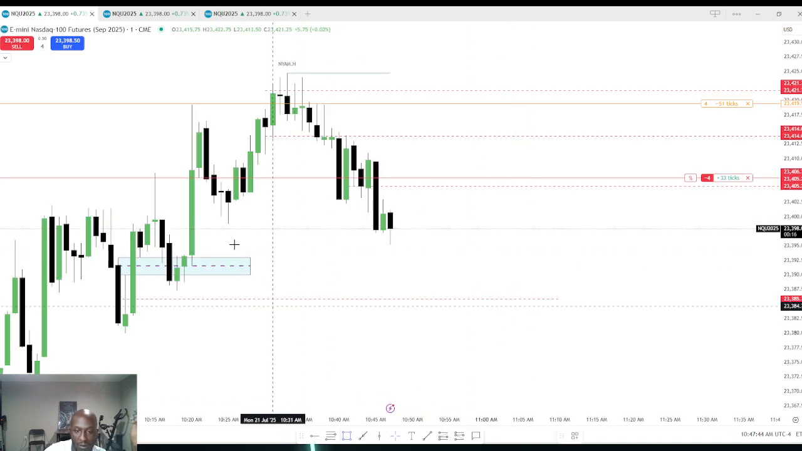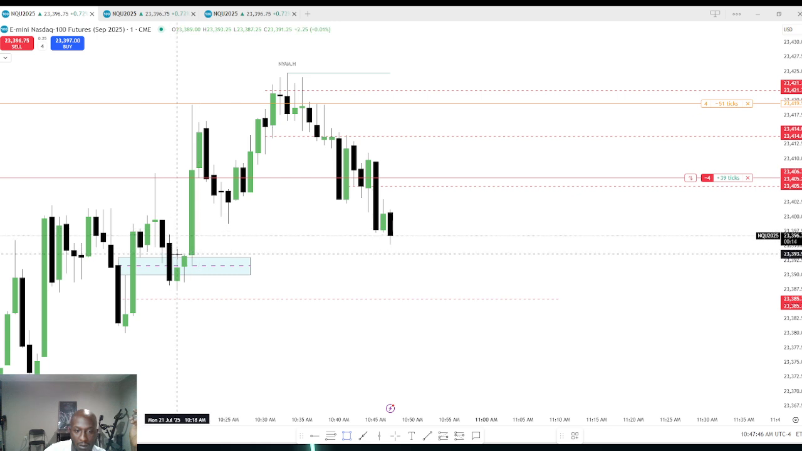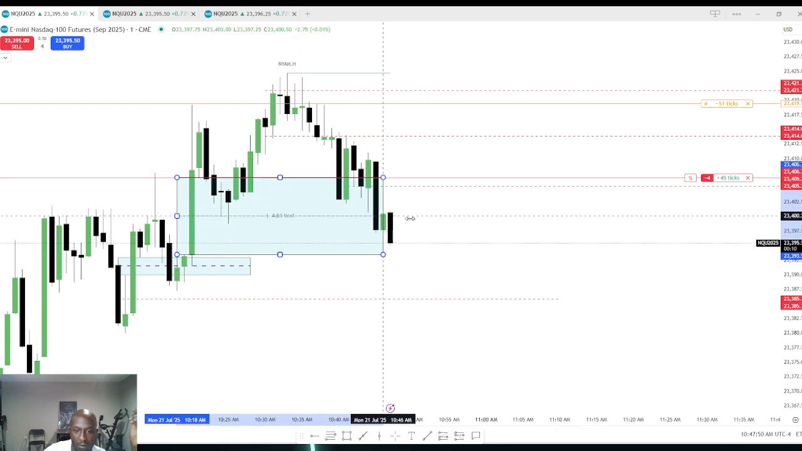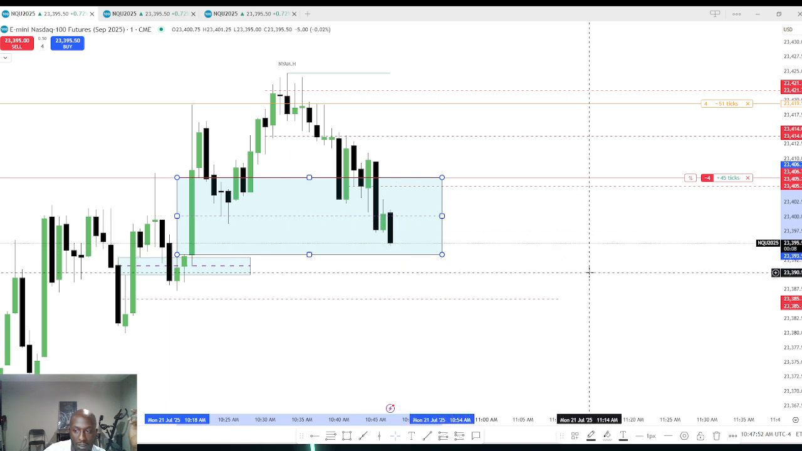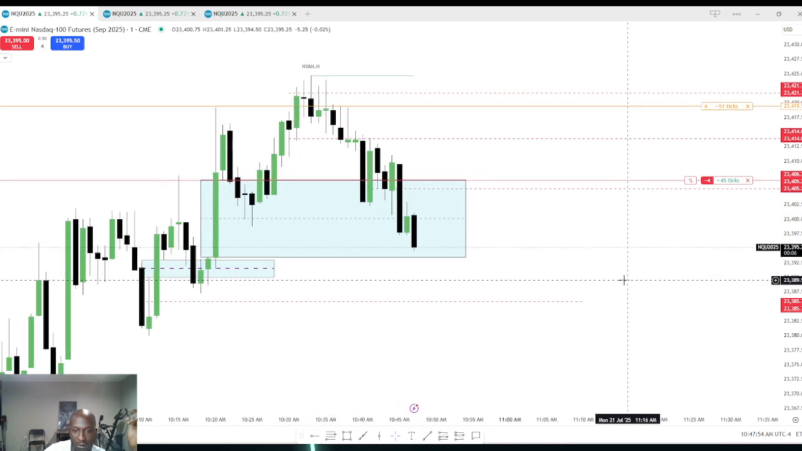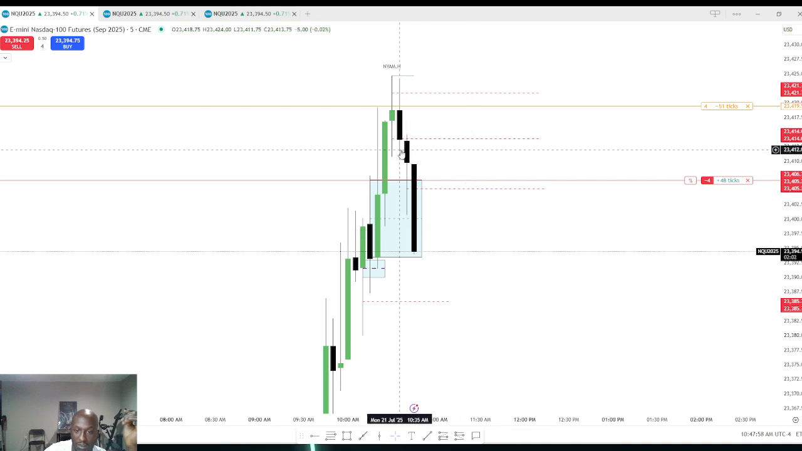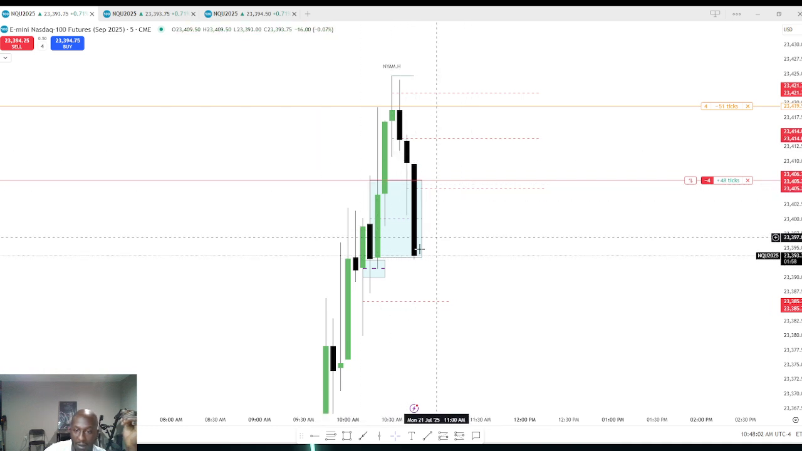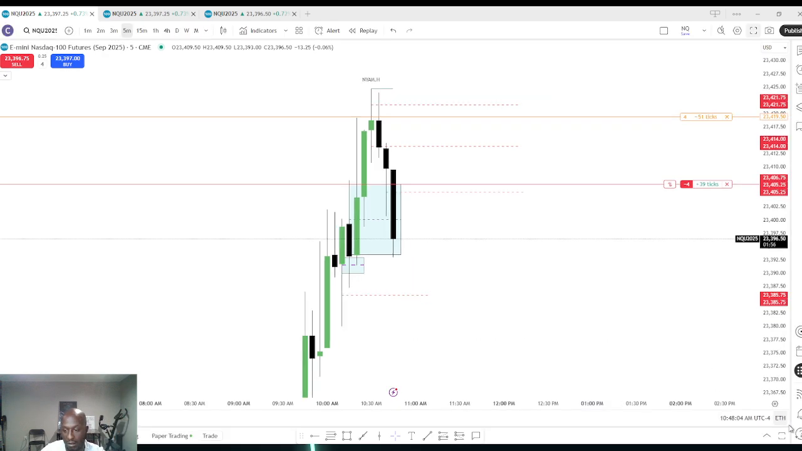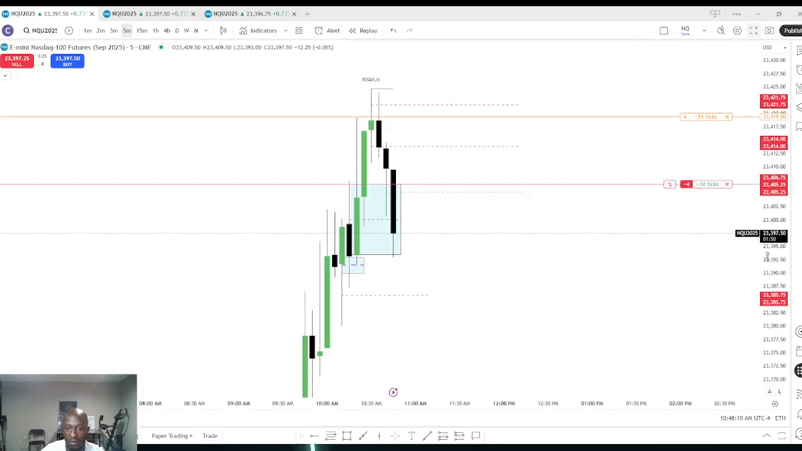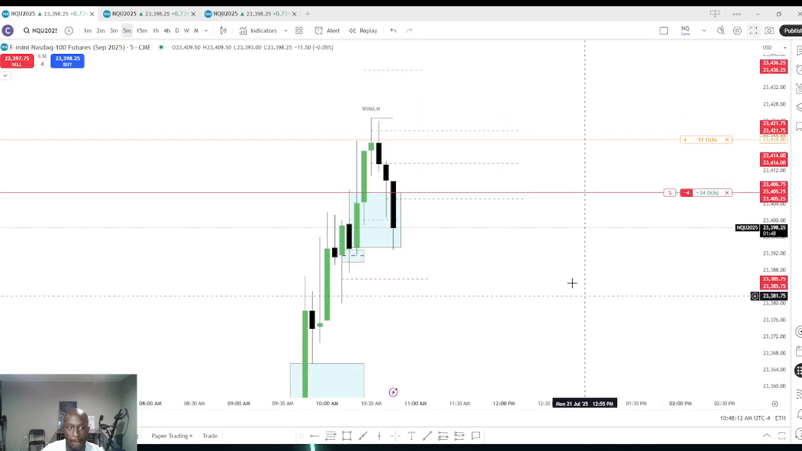And now I want to see that completely closed over. What I don't want to see is a retracement back up into this 5-minute SIBI up here. That's what I don't want to see. How many trades did we take today? More than I really wanted to, but you know.